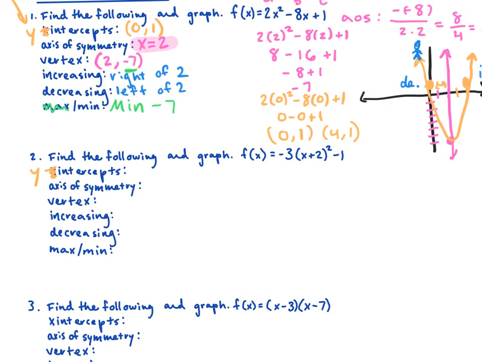Let's take a look at number 2. So here we have vertex form. The best place to start in vertex form is with our vertex. So what would our vertex be here?